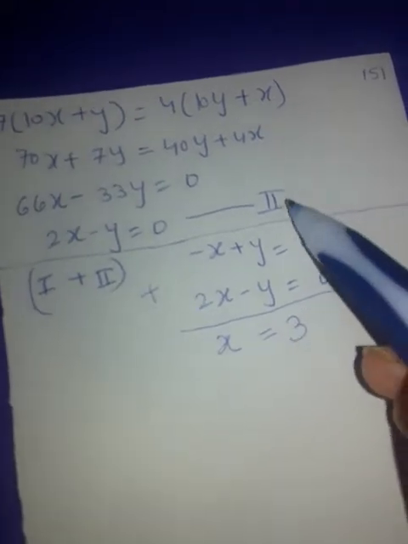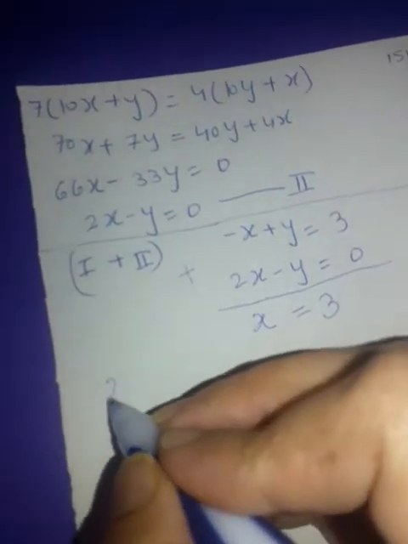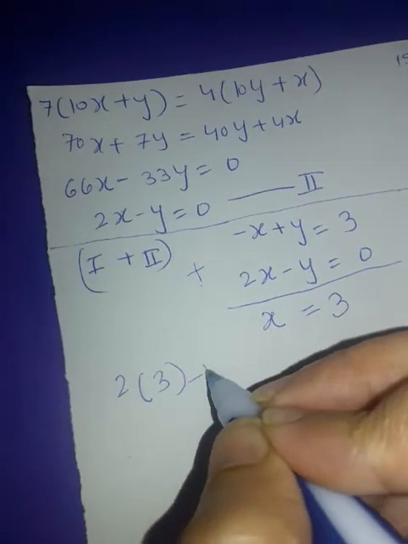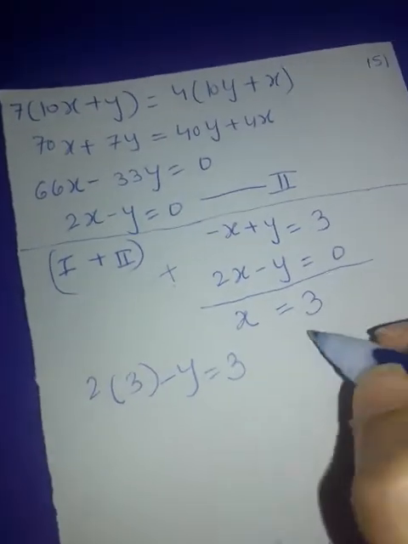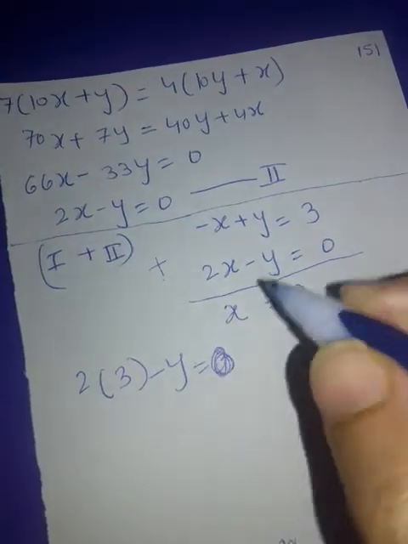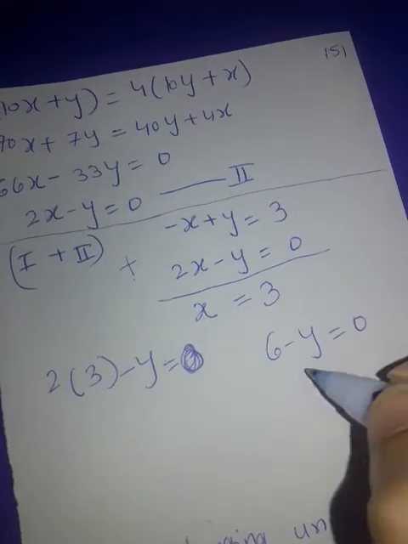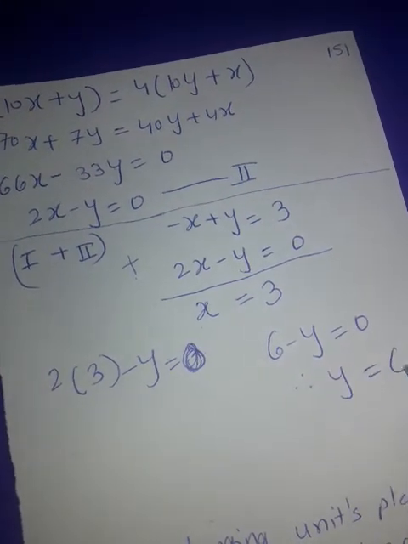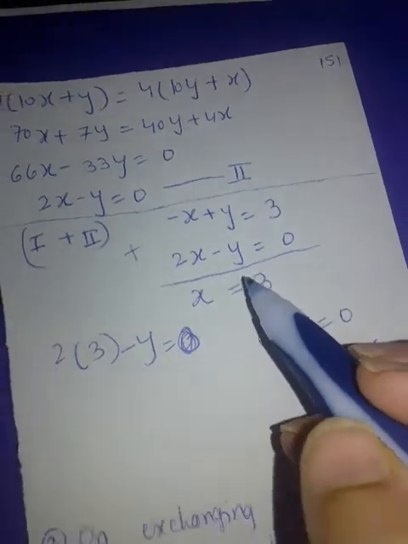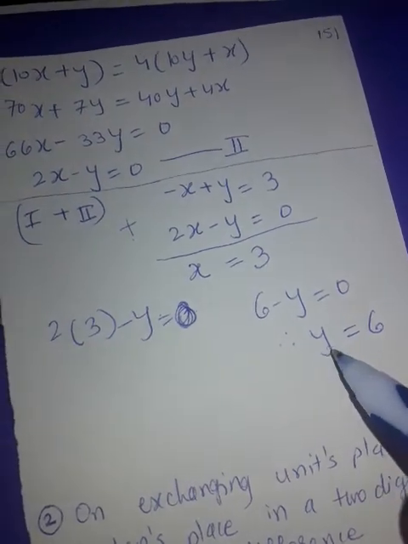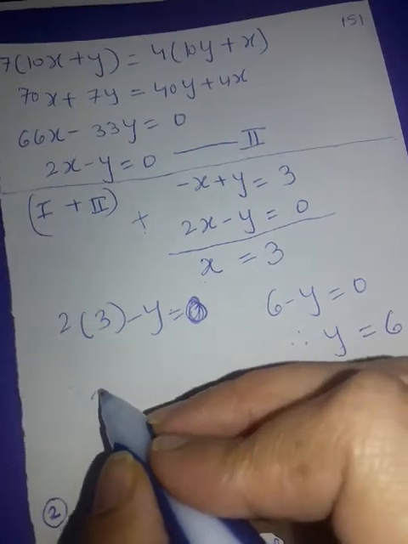If I substitute it here in equation 2, 6 minus y is equal to 0. Therefore y is equal to 6. What is x? x is the tens place and y is the units place, that we have already assumed.